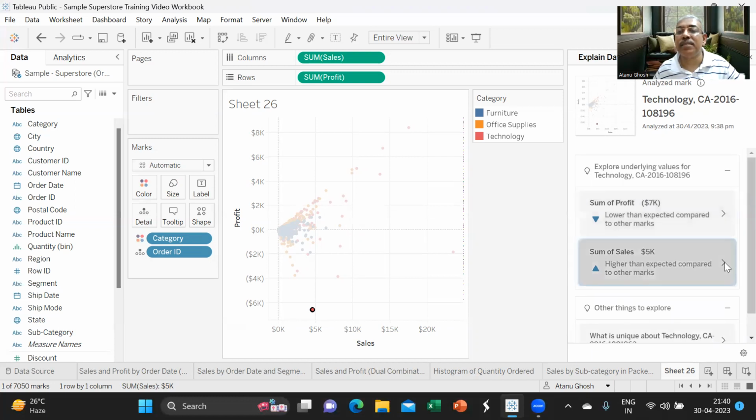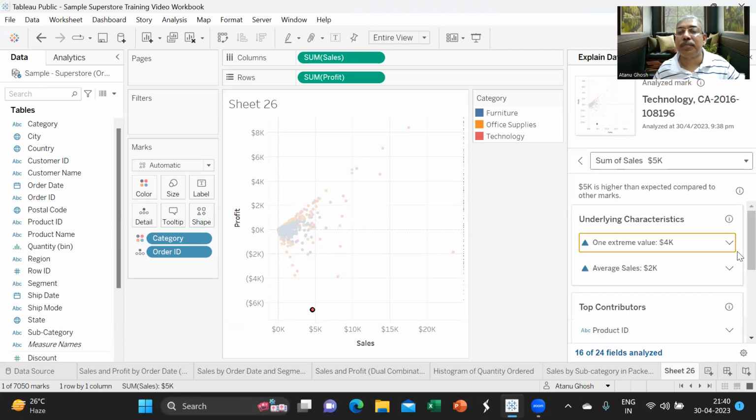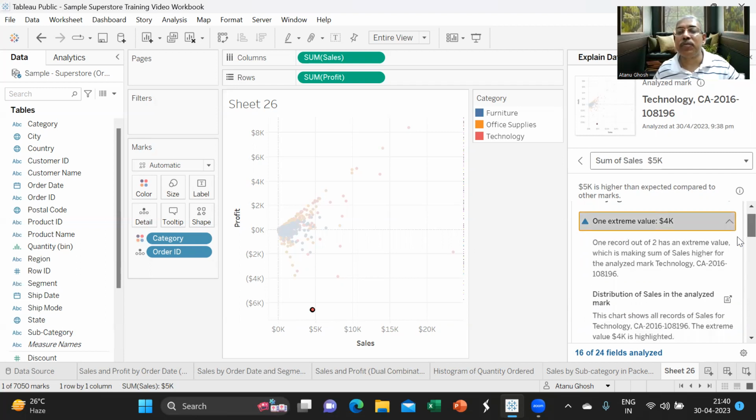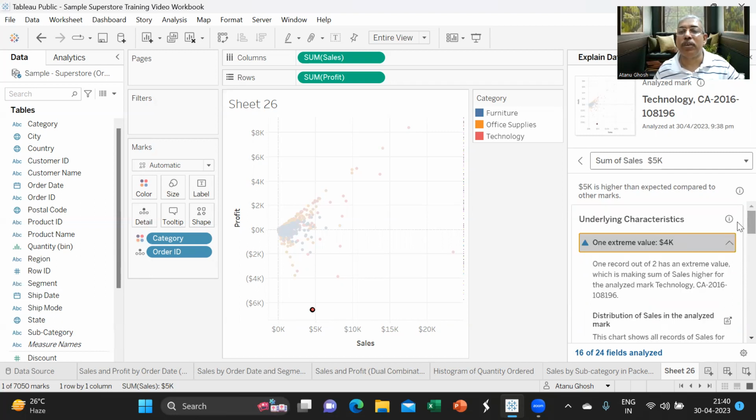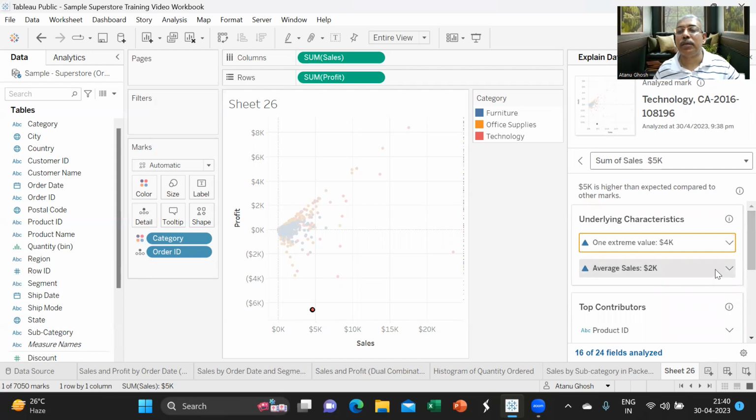Similarly, we can see sales. Now, in the sale, among the two units that have been sold, there's one extreme value. You have to remember that this is just comparing within the line items. Otherwise, 4,000 in sales is not an extreme value, but within the two line items, 4,000 is an extreme value. The average is lower because the other item was sold at zero. So that makes the average sale 2,000.